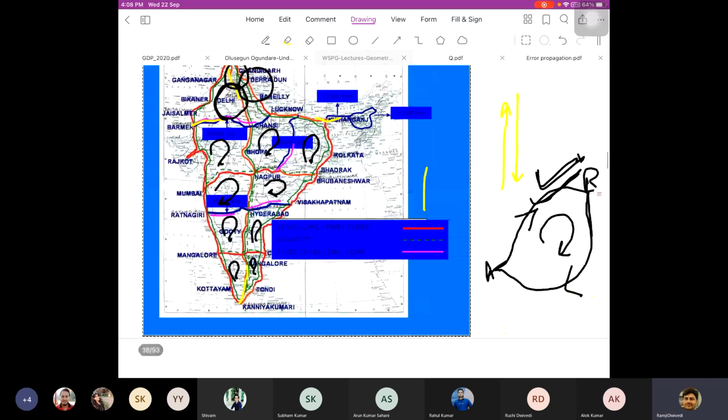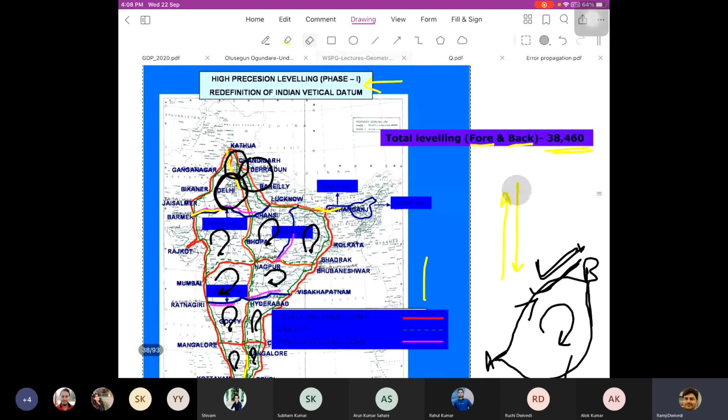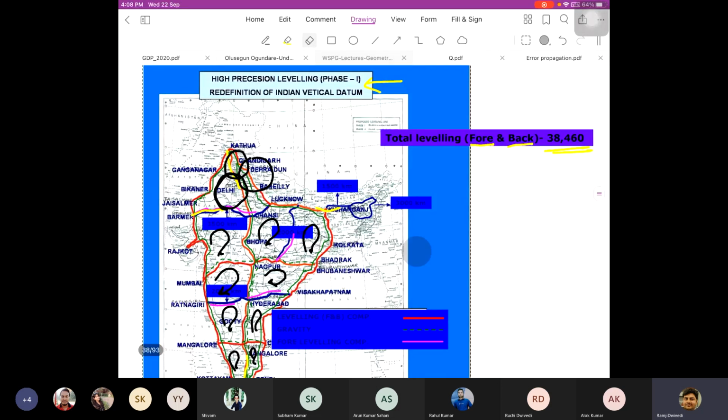More importantly, many would be interested in how the mean sea level height is available at our place, isn't it? Many of you who are not familiar with the leveling process would be curious to know how the mean sea level height is available at Allahabad, or sorry, Prayagraj, or Kanpur, or maybe your native places. So obviously it is shifted from the coastal network points, isn't it? The tide gauge network which is established: Vishakhapatnam, Mumbai, and obviously Rajkot, Bhubaneswar, Calcutta.